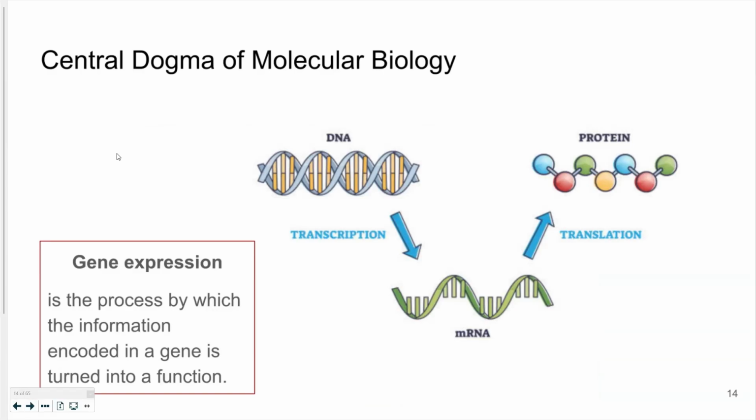So the central dogma of molecular biology explains how genes are expressed, how we go from this genetic material in the DNA to the protein, which is the gene product.